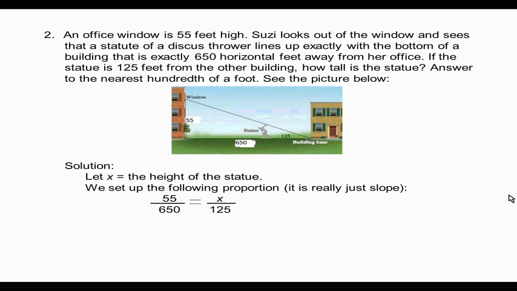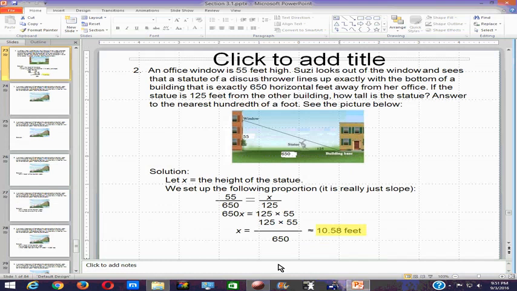And then once again we compute our cross products. 650x is going to be 55 times 125. Now I took out the calculator to do 125 times 55. If I divide by 650, I get 125 times 55 over 650. That's x. So that's about 10.58 feet if we round to the nearest hundredth like the directions said.